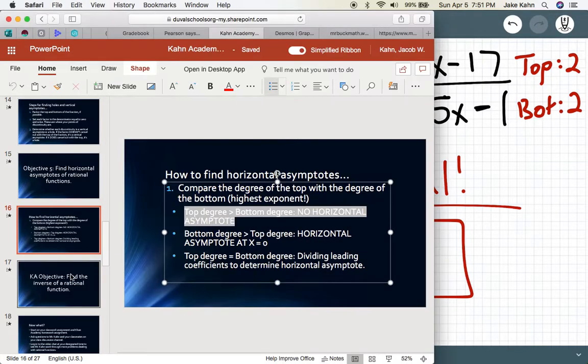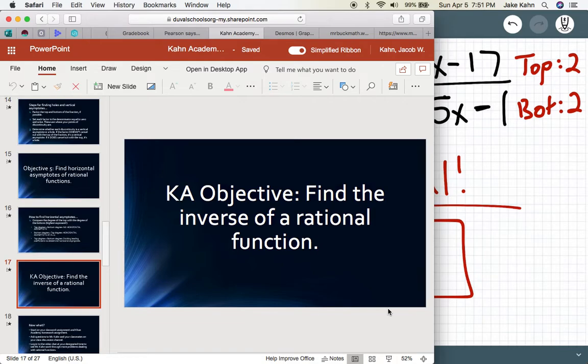There is one last thing that I want to discuss with you. What we've discussed in the PowerPoint so far will definitely help you with all of the classwork and all of the Khan Academy, but there is one additional thing on the Khan Academy homework assignment that isn't covered in this PowerPoint presentation. So that's what I want to go over right now. That KA objective is how to find the inverse of a rational function. I'm going to go over one example of that process with you right now, and then we will be done.